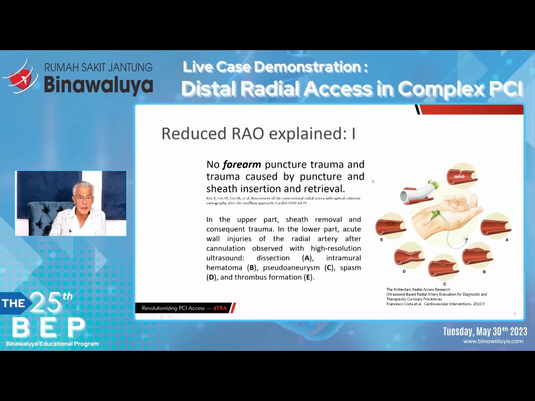I will explain in three slides why radial artery occlusion rates are so low with distal radial access. This is a very important study from Rotterdam, the Rotterdam Radial Access Research Group. They published an ultrasound-based radial artery evaluation for diagnostic and therapeutic procedures, using high-resolution ultrasound. What you can see is that on all levels in the forearm radial artery, there are possibilities that the artery gets damaged. Sheath insertion and sheath removal, in this upper panel, might create intimal tears.